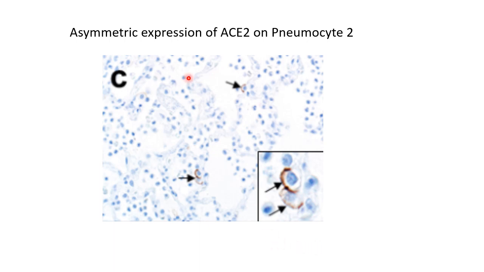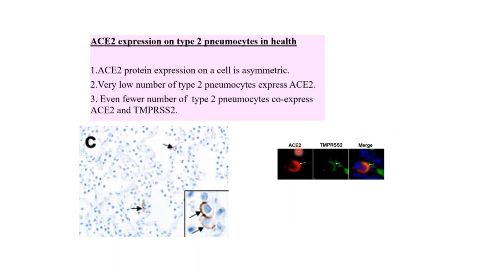Now we come to the asymmetric expression of ACE2 on pneumocytes. Remember, ACE2 is expressed on this part of the cell, this part of the cell that is protruding into the alveolar space. Reminder, ACE2 protein expression on a cell is asymmetric. Very low number of type 2 pneumocytes express ACE2. Even fewer numbers of type 2 pneumocytes co-express ACE2 and TMPRSS2. And reminder that ACE2 and TMPRSS2 are co-expressed.